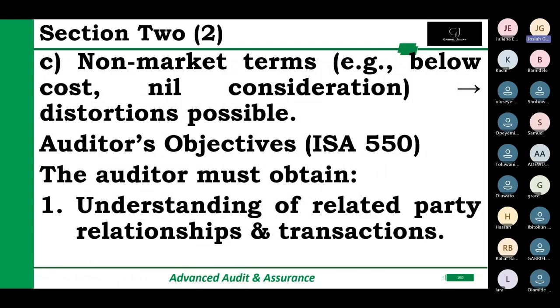So the auditor's objective is that with such transactions, he must understand the related party relationships and the nature of those transactions. He has to understand the entity, the nature of how those related party transactions were posted, how they came about, their amounts, their volume. So the auditor must understand that. And that's part of his objectives based on ISA 550.